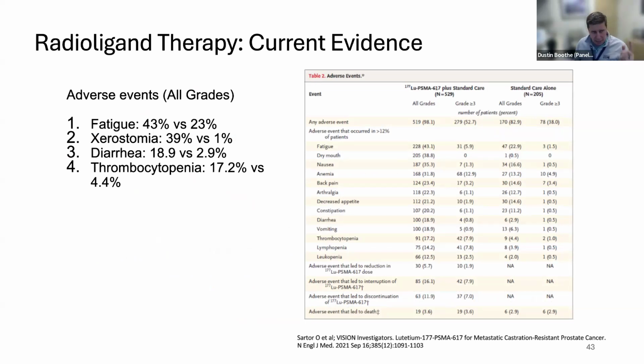What are the adverse events, the grades? So fatigue is super common, 43 versus 23%. Xerostomia, honestly, it's there, but I find that if you don't ask most patients about it, they won't even tell you about it. But I've had a couple of patients that have had a really bad xerostomia over the years, but not a lot. But it's something to counsel patients about and to continually look into with your patients. Diarrhea can happen, thrombocytopenia, really any cytopenias. And there's also kidney toxicity, although that's quite uncommon, I think because we're underdosing patients.